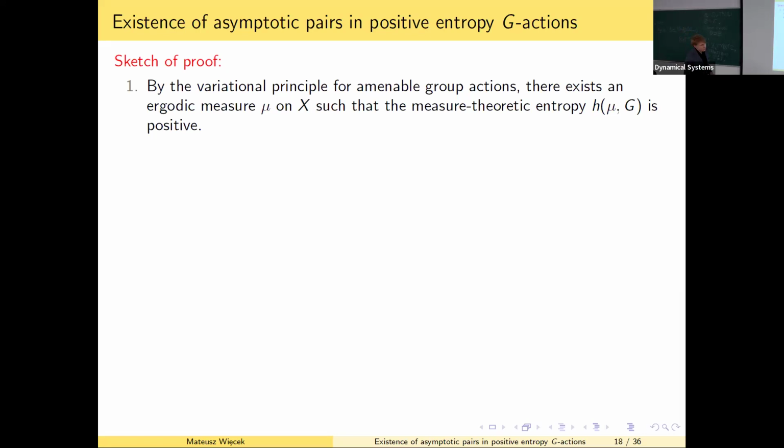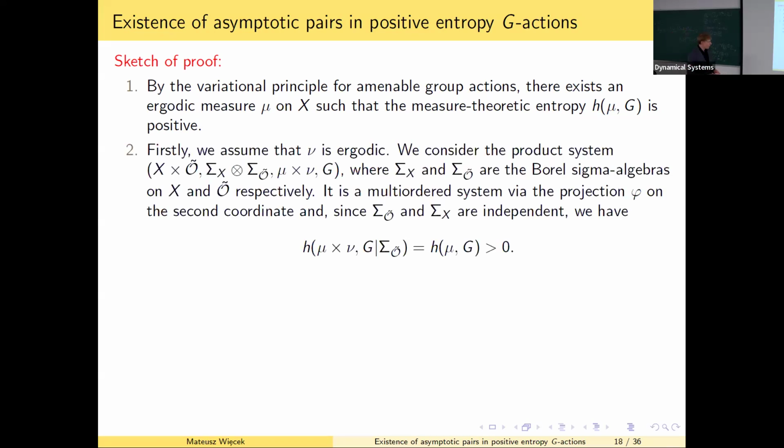So firstly, since we have positive topological entropy, then by the variational principle for amenable group actions, there exists an ergodic measure mu on X for which the measure-theoretic entropy is positive. And then we take a product system: we have our space X, and we take a product with some multi-order. Actually, we may take any multi-order and create such a product system. Since our multi-order can also be treated as a separable metric space, this product sigma algebra is also a Borel sigma algebra on the product. And we have a product measure and the product action of G.